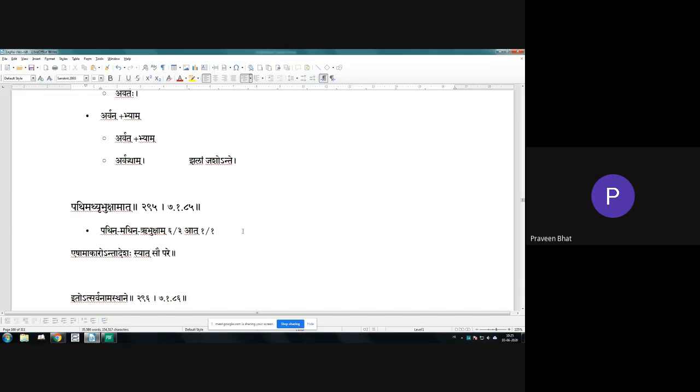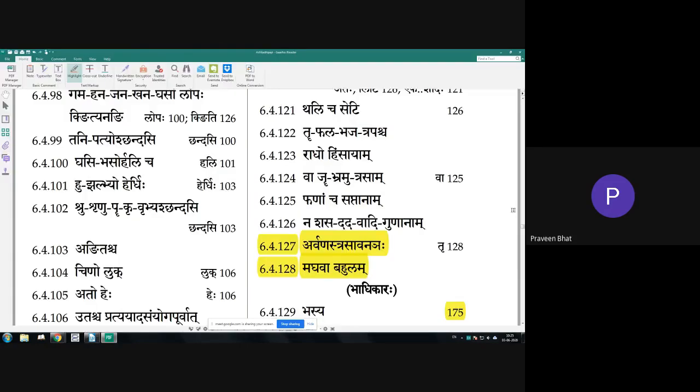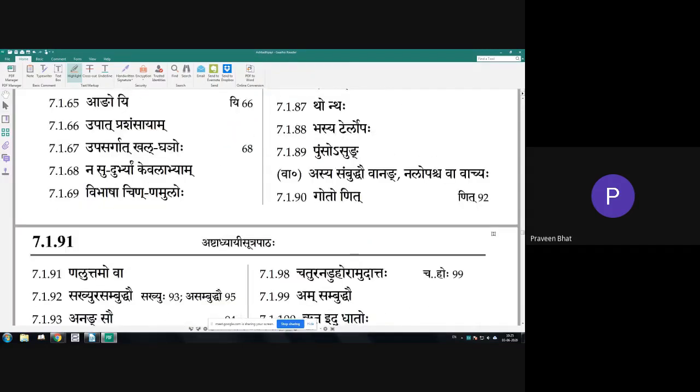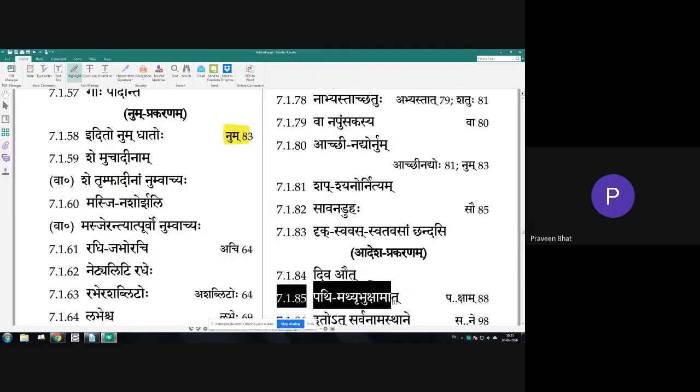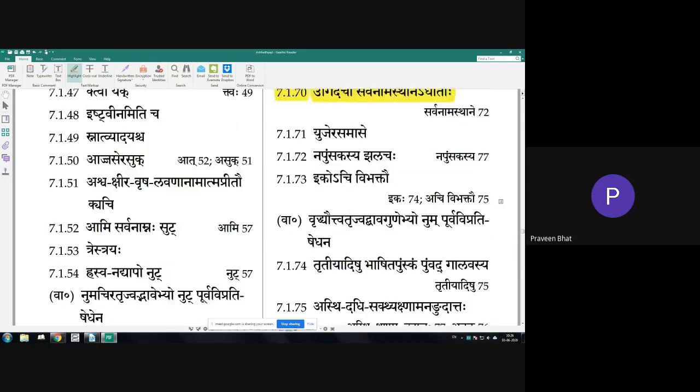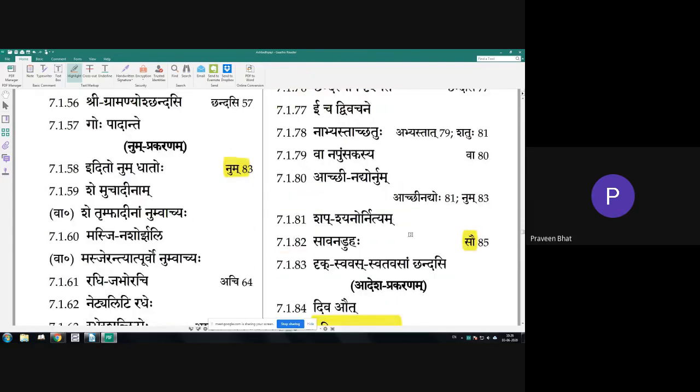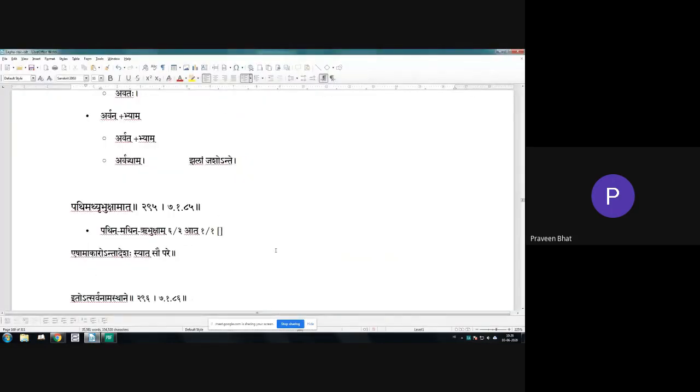What is the anuvritti here? 7185, Sutra Patha. 7185 says, this is our sutra, pathi matribhukshamat. So sau is the anuvritti here. What else? Nothing in the close vicinity, nothing else. So this is sufficient. We have sauvadi. Sau is the anuvritti here. Sau pare, only in su sthana.